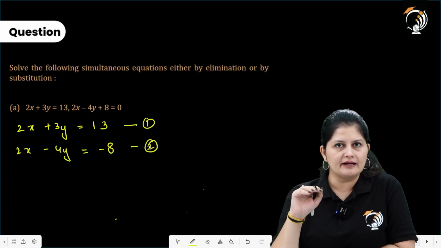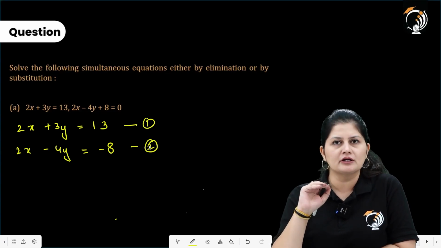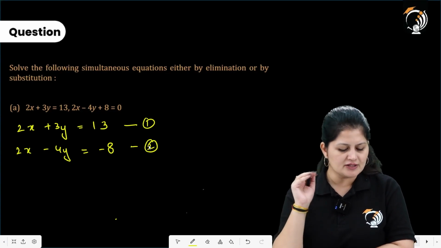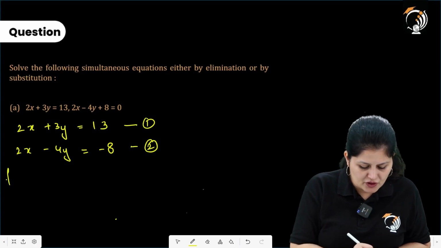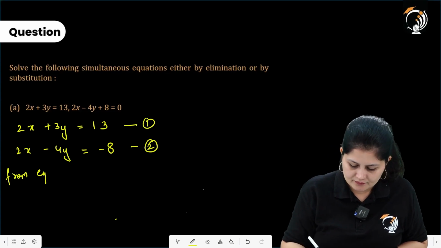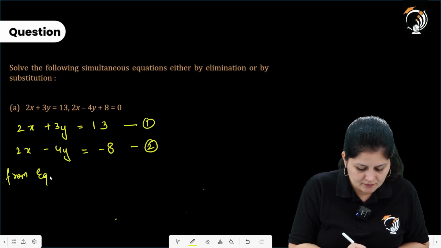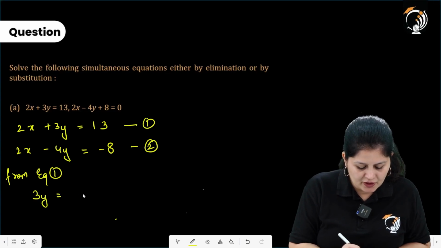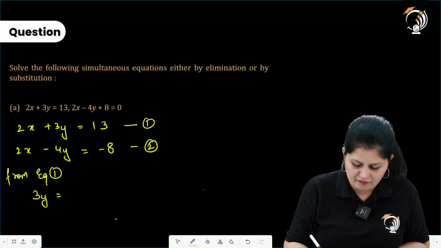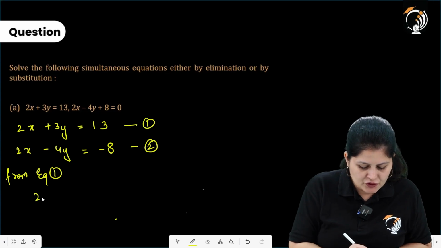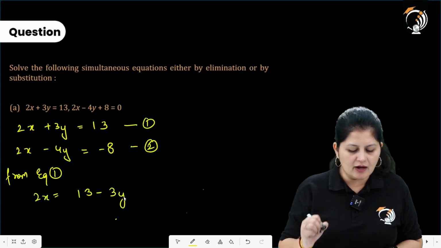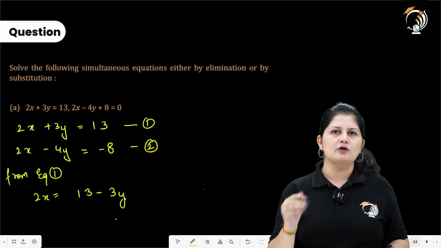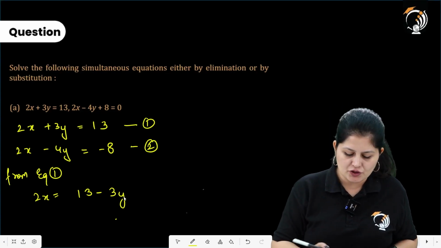Firstly, we can solve this using the elimination method as well, right? But as we are going to learn the substitution method here, let's do one thing: from equation 1, if we get the value of 2x, 2x will be equal to 13 minus 3y. Now we are going to substitute this value of 2x in equation 2.